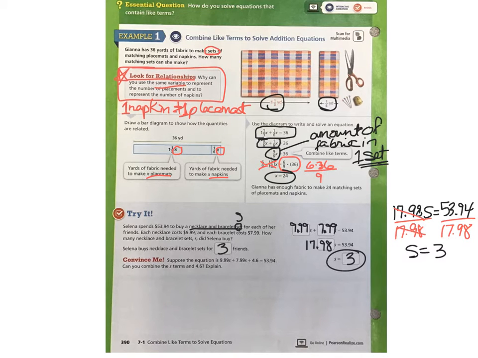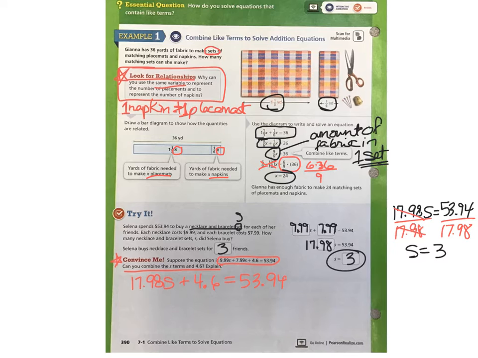Now I'd like for you to take a look at the convince me. Suppose the equation looks like this. Can you combine the S terms and the 4 6/10? In other words, when you simplified and combined the like terms in the try it, you got $17.98 per set of necklace and bracelet. But can you combine that with the 4 6/10?